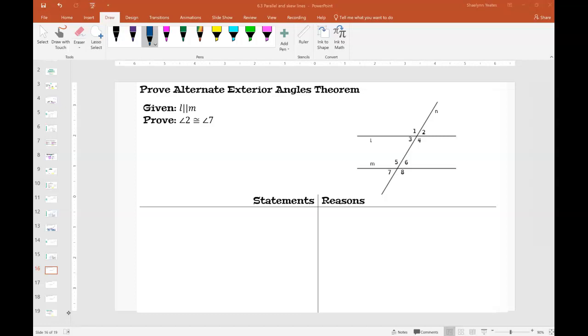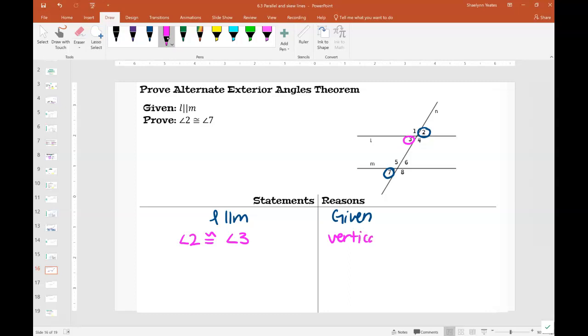We're going to prove that angle 2 is congruent to angle 7, and we're given that L and M are parallel. So we know that L is parallel to M. That's just given to us. And then we're trying to prove that angle 2 is congruent to angle 7. So I'm going to use angle 3 as my intermediary. So I can say that angle 2 is congruent to angle 3 because these are vertical angles.